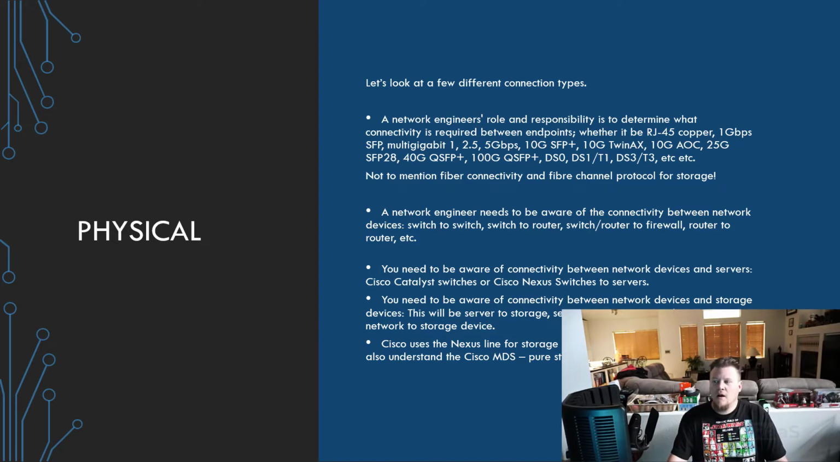We need to be aware of the connectivity between network devices such as switch to switch, switch to router, switch or router to a firewall, and of course router to router. Now, a lot of different devices have a lot of different connectivity options. So a Cisco ISR 1111 has 2 RJ45 copper layer 3 ports and a single SFP port that is shared with one of the copper ports. So technically it has 2 ports, but you can use either the copper or fiber connectivity depending on what you need it for.